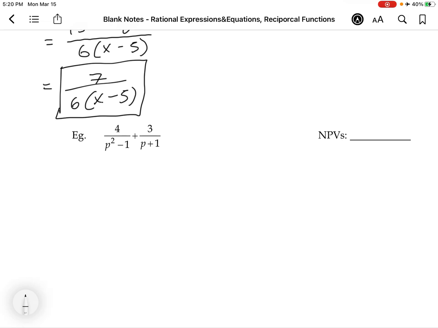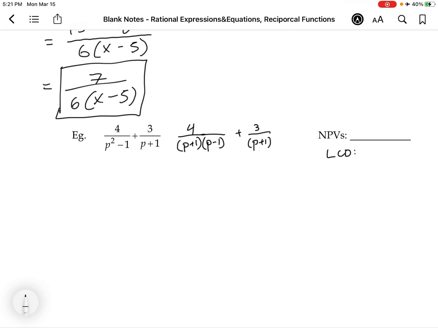Here we've got 4 over p squared minus 1 plus 3 over p plus 1. All right, so again, there is something that can be factored here. It is the p squared minus 1. That's a difference of squares, so we're going to start out by doing that. That is 4 over p plus 1 times p minus 1 plus 3 over p plus 1.